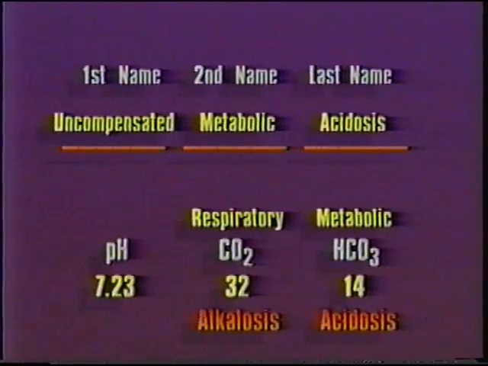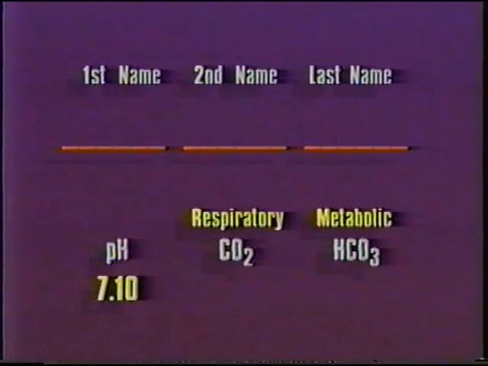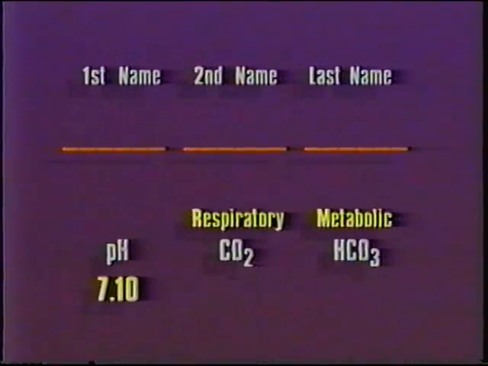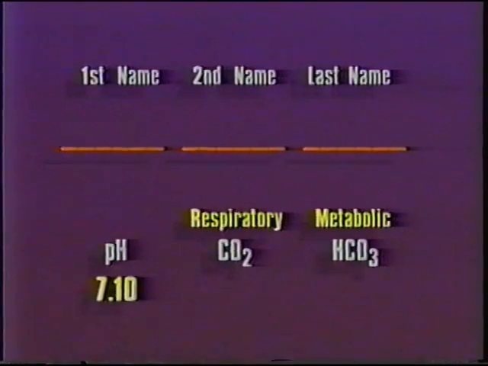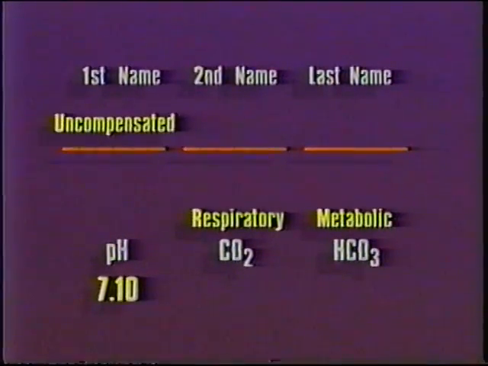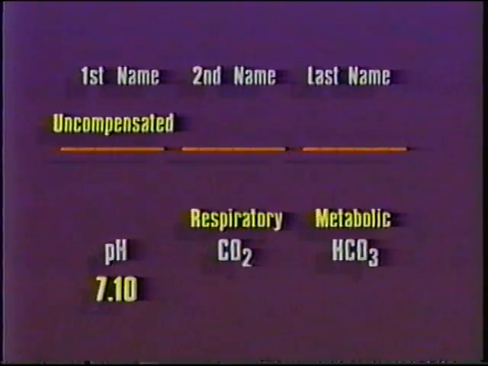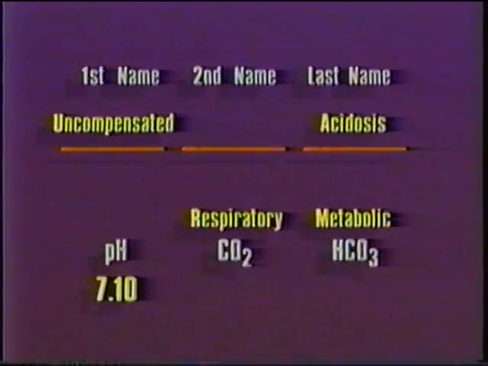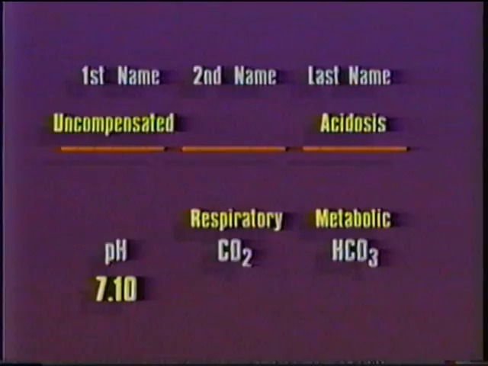Wasn't that easy? Let's try another. In the next example, the pH is 7.10. Is the baby's first name compensated or uncompensated? You're right, it's uncompensated. Now his last name. Is it acidosis or alkalosis? The pH at 7.10 is acidotic, so baby's first name is uncompensated and his last name is acidosis.